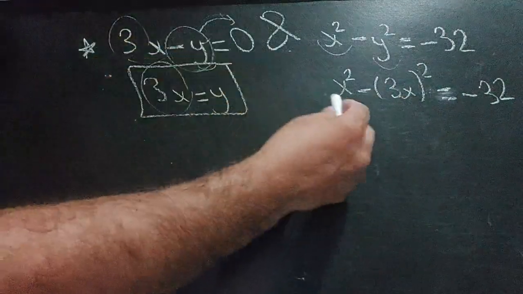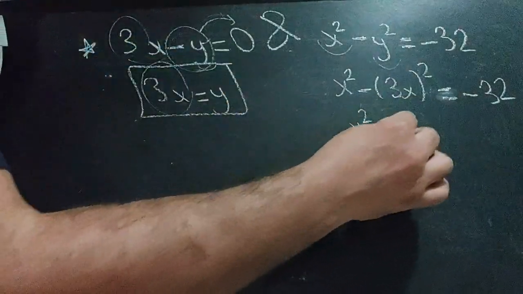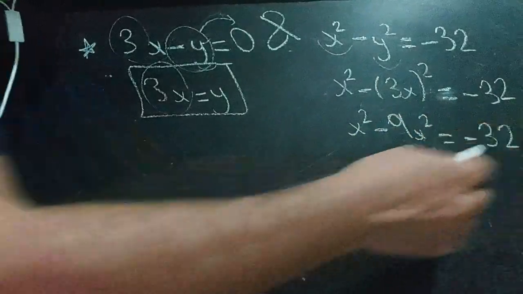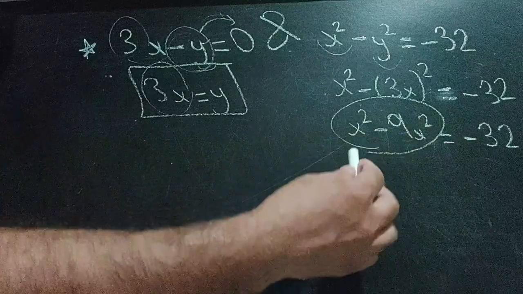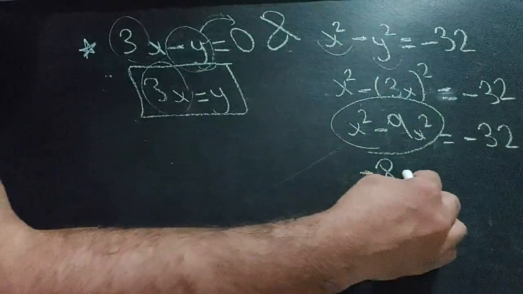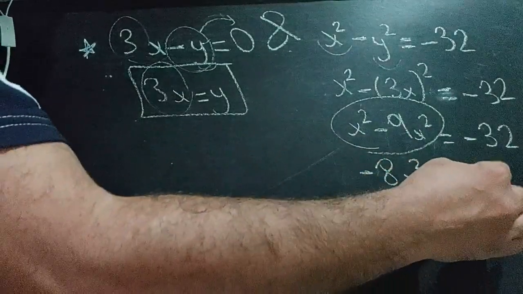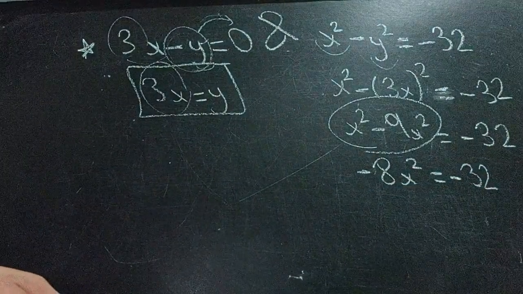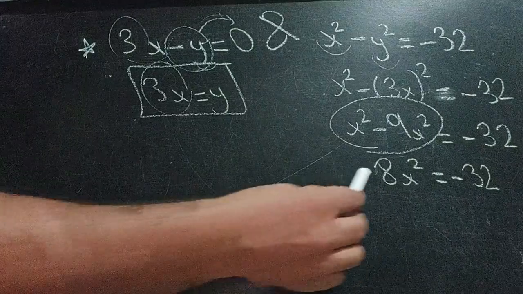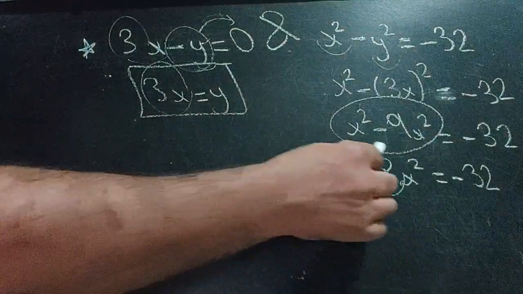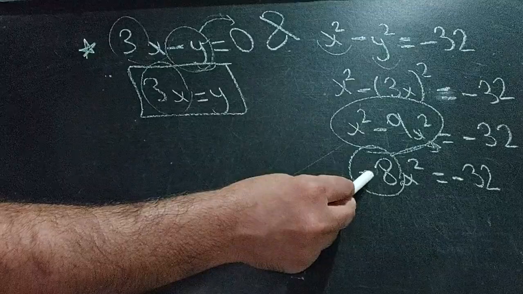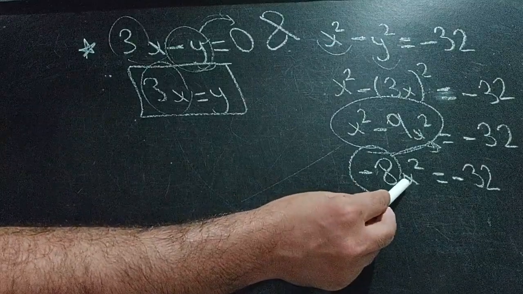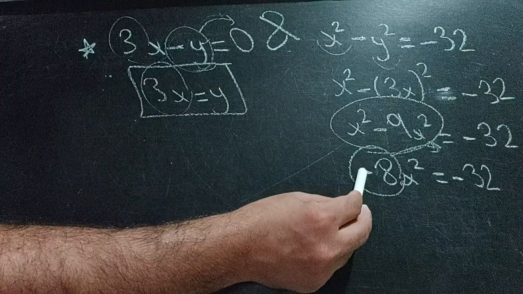So that will be x² minus 9x² equals negative 32. From there I will get negative 8x² equals negative 32. I will leave the unknown alone. This is multiplication, it will go to the other side as division. Please don't change the sign. You are going to change the operation, not the sign.